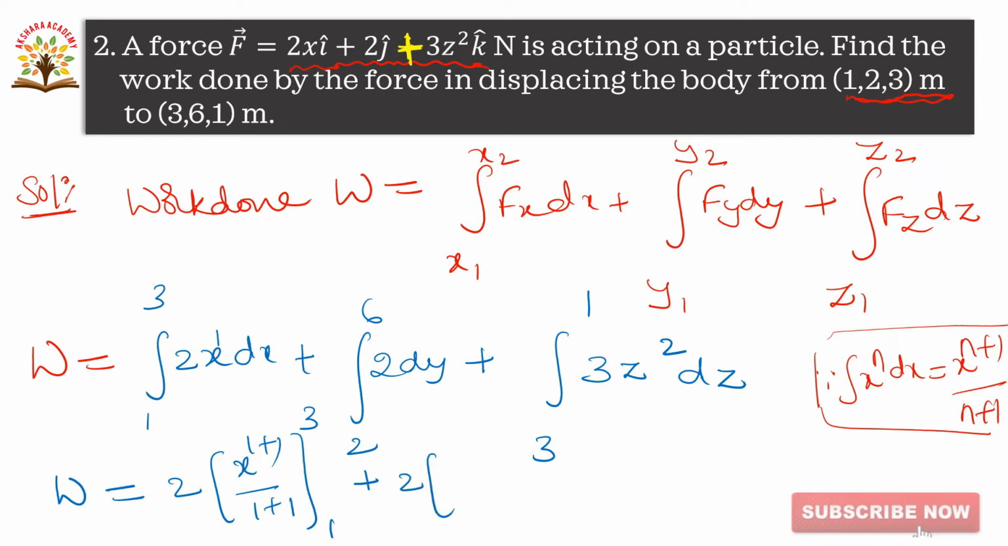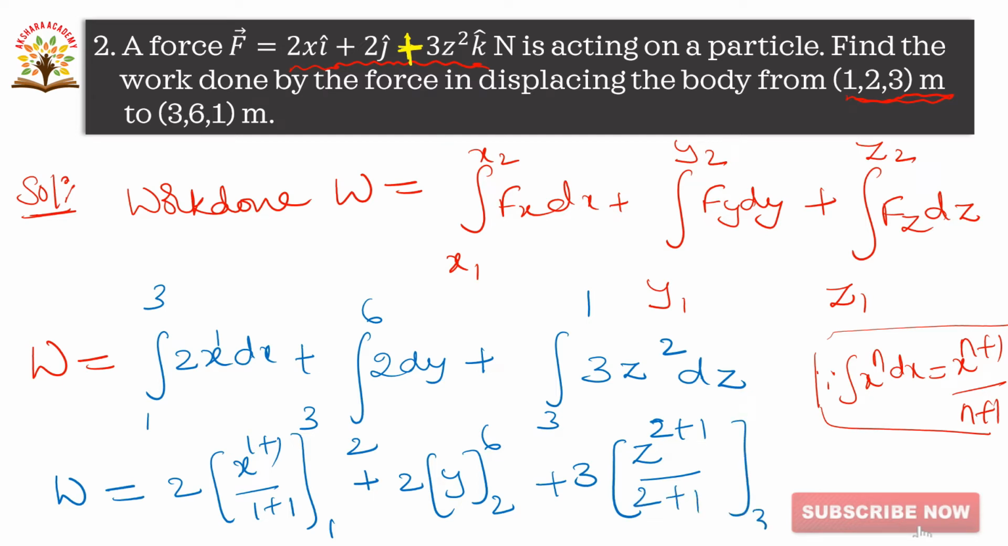dy, which is y applying the limits 2 to 6, plus here 3 we are taking outside, and this is for the limitation. Now 3 we are taking out, and this integral of z squared is z to the power of 1 plus 1, nothing but z to the power of 2 plus 1, so z cubed by 2 plus 1, applying the limits 3 to 1.